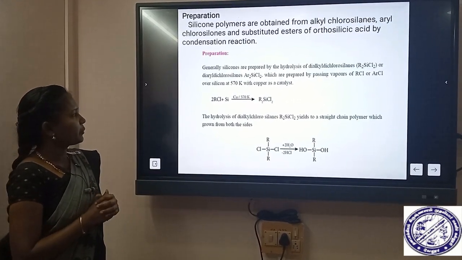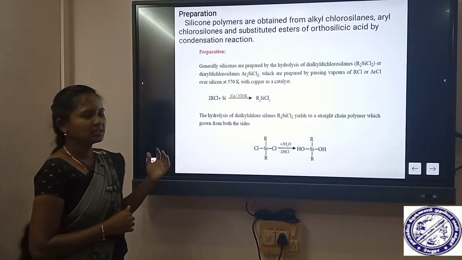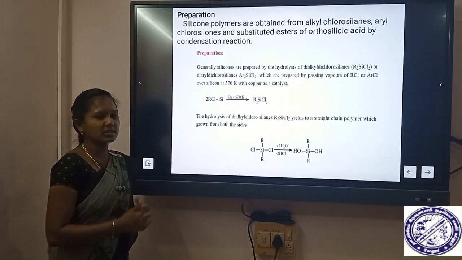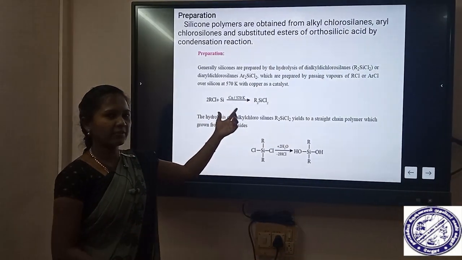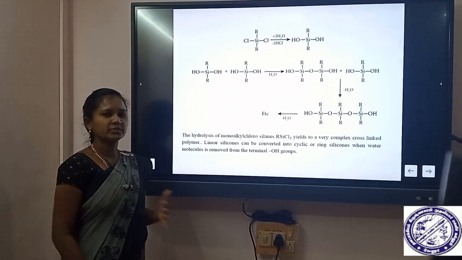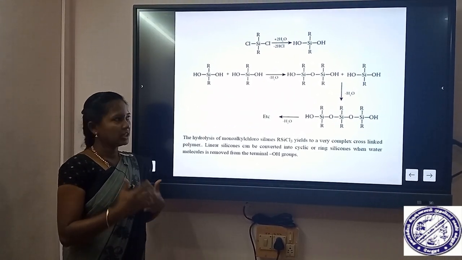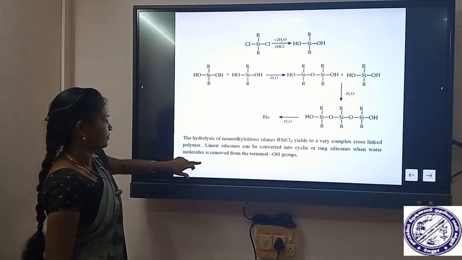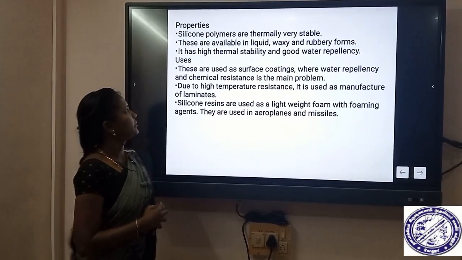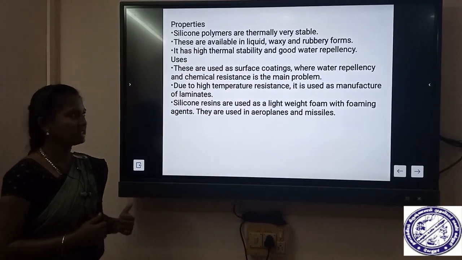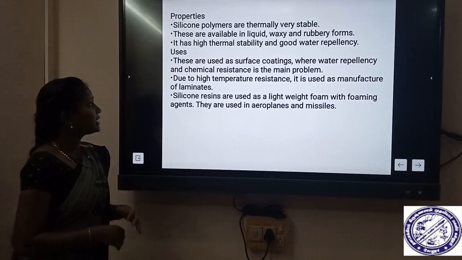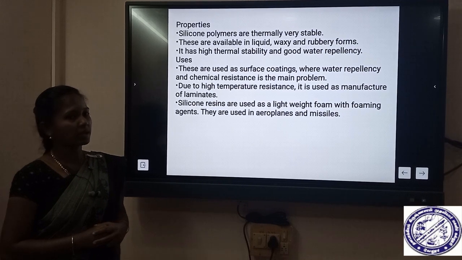So this is the simple preparation of silicone polymers. They are prepared from alkyl or aryl chlorosilanes in the presence of copper catalyst at 570 Kelvin. And through further hydrolysis, finally we get silicon based biopolymers. What are the properties of silicone biopolymers? Silicone polymers are thermally very stable. They are available in liquid, waxy and rubbery forms. They have high thermal stability and good water repellency.